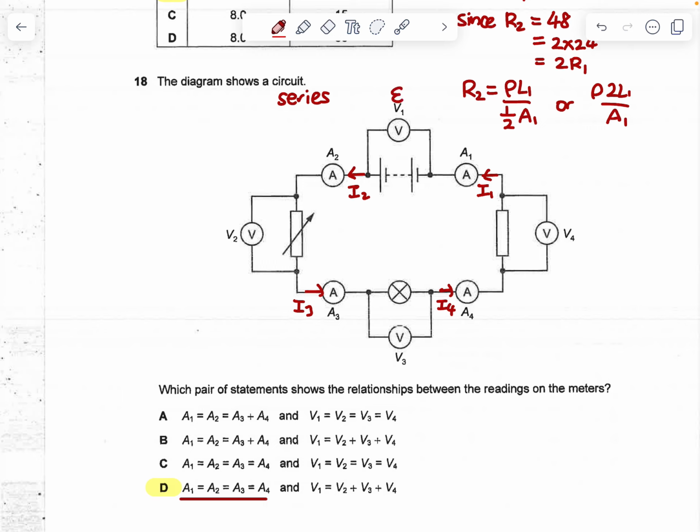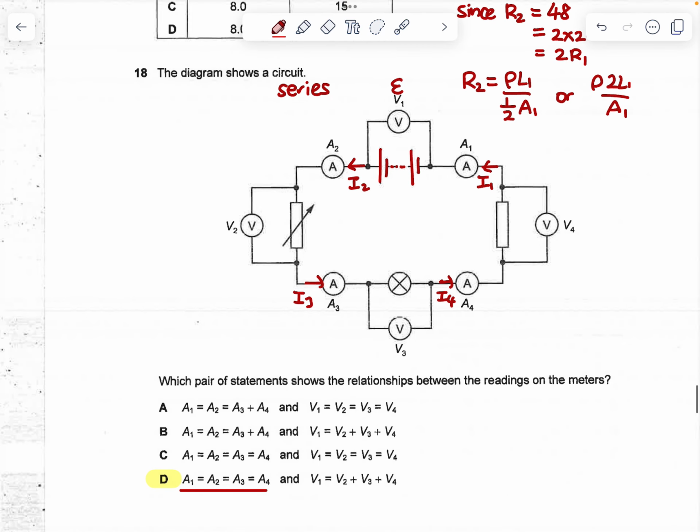V1 is actually the EMF where the batteries are. So it's actually the EMF. And since in the series circuit, EMF should be equals to all the individual components, individual PDs, V2 plus V3 plus V4, because it's a series circuit.